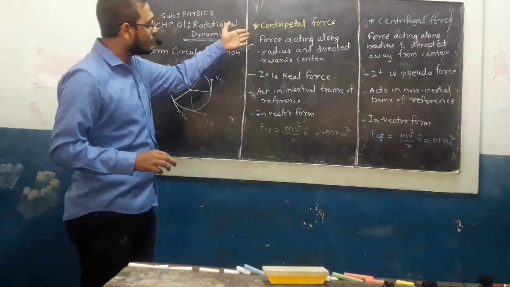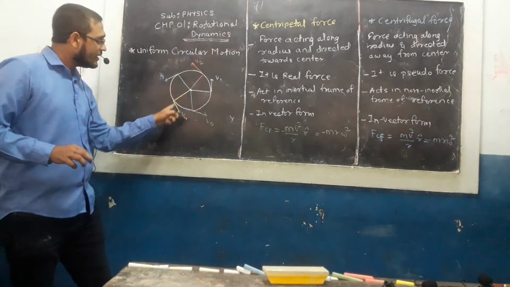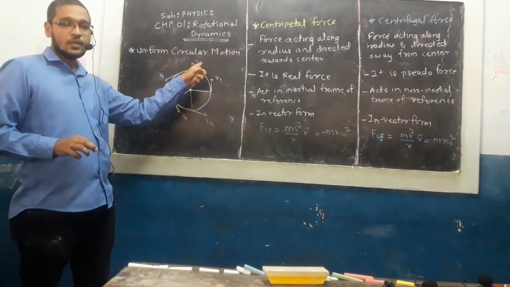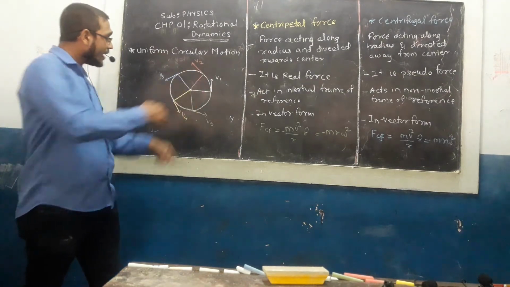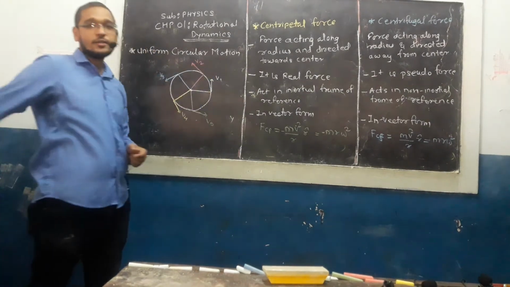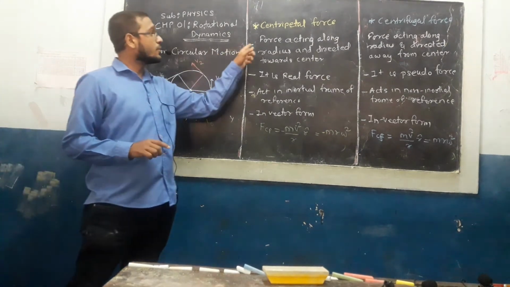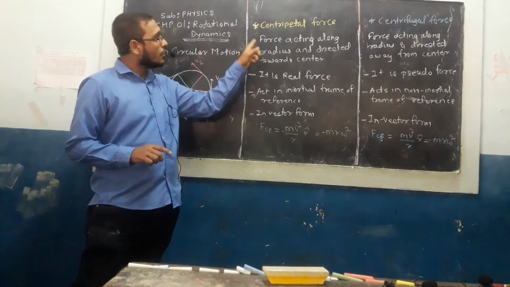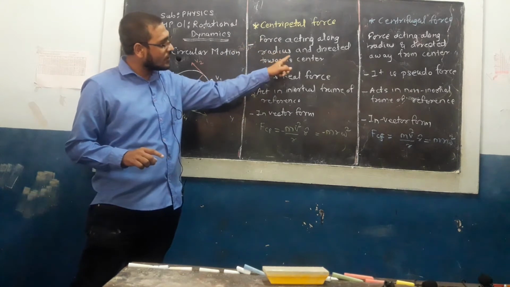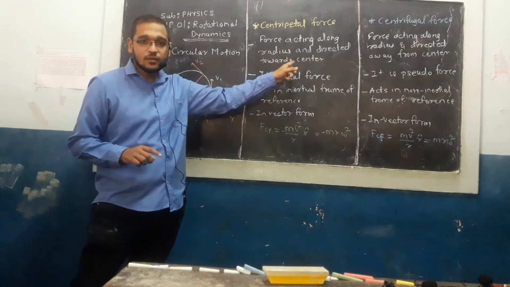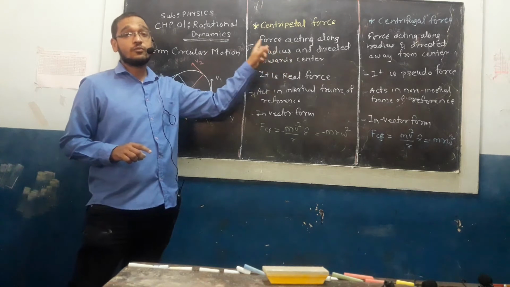Now what is centripetal force? It is a force acting along the radius and directed towards the center. That force is called centripetal force. A force acting along the radius and directed towards the center is called centripetal force.